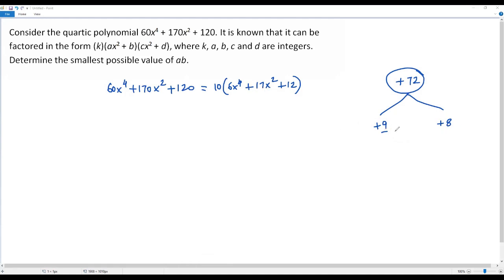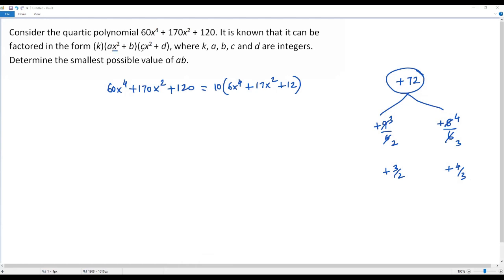Further, we have to divide both factors by the coefficient of x^4, that is the leading coefficient, 6. The greatest common divisor for 9 and 6 is 3. 3 goes into 6 two times and 3 goes into 9 three times. The greatest common divisor for 8 and 6 is 2. 2 goes into 6 three times and 2 goes into 8 four times. I am getting 3/2 here and 4/3 here.